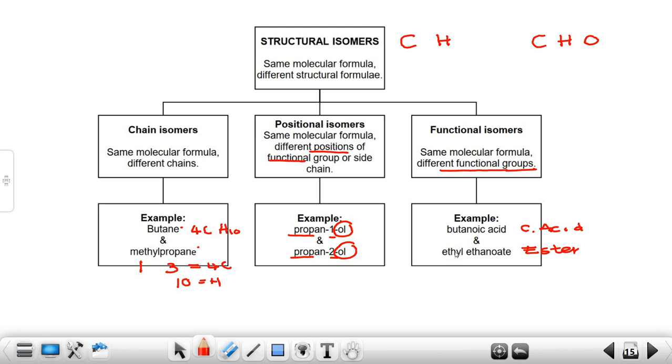If you change the functional group in this example, you are changing the homologous series as well. So butanoic acid has four carbons, and ethyl has two and ethanoate has two, so that is also four carbons. And the number of hydrogens will also be the same. So now let's go on and look at more details of this topic.